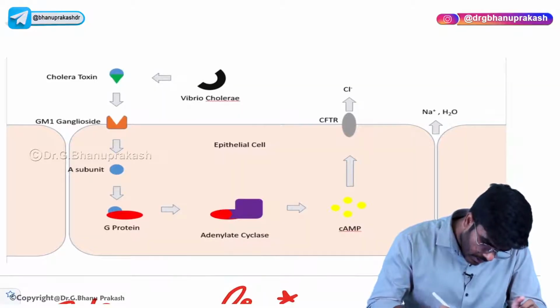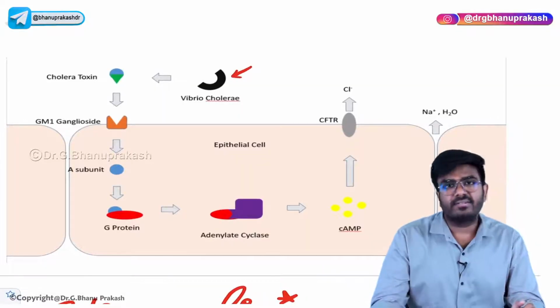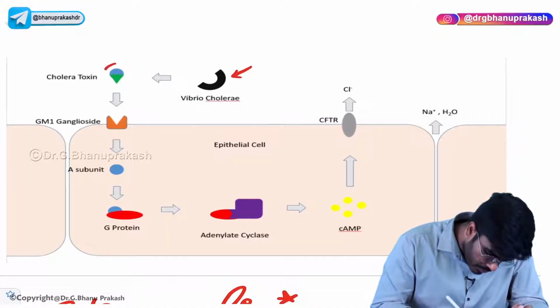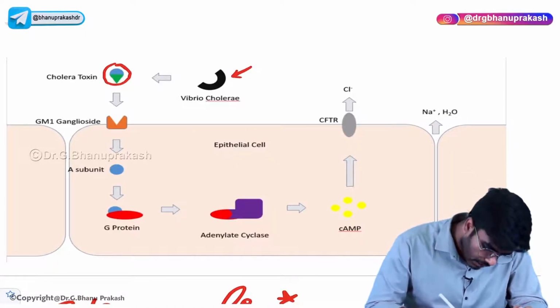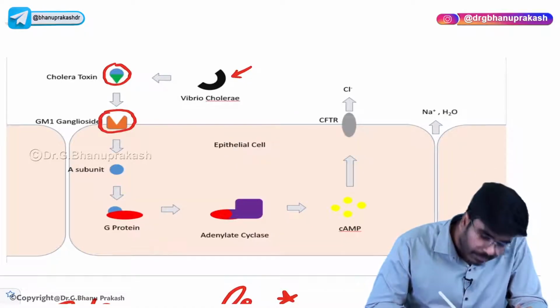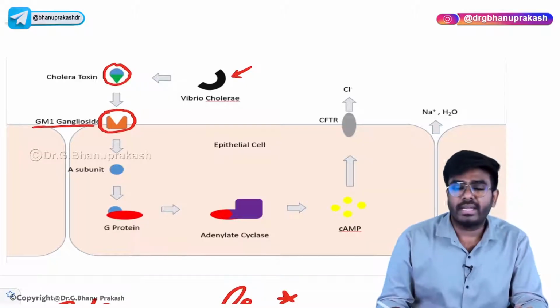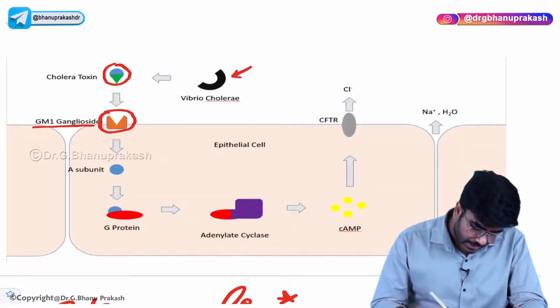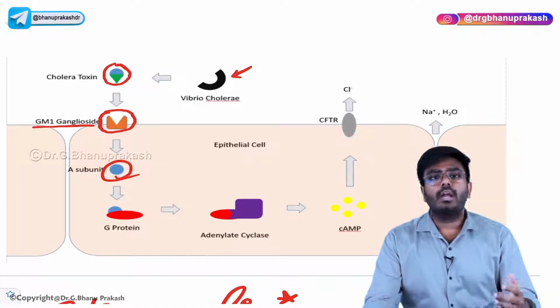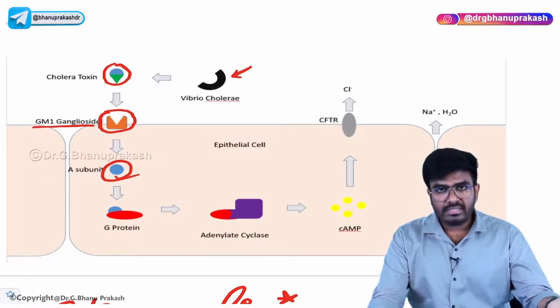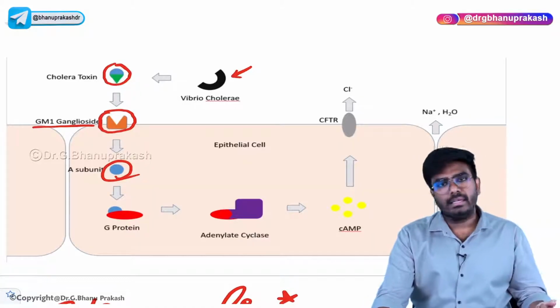See here, this organism that I am showing you, just take it as Vibrio cholerae. Now this Vibrio cholerae is producing a toxin called cholera toxin. This cholera toxin is using this receptor, which is nothing but GM1 ganglioside. By binding to GM1 ganglioside, it enters into the cell and causes a cascade of events, which later will cause diarrhea in the person.